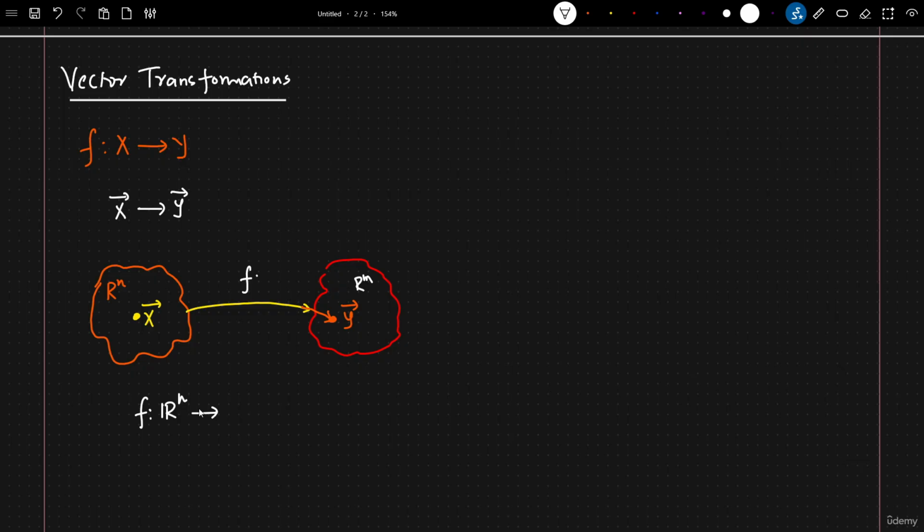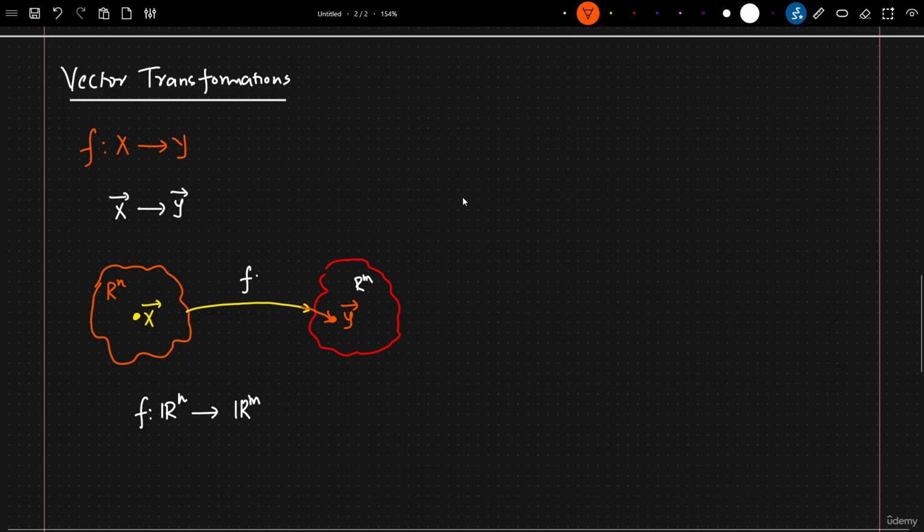It is given in most of the textbooks, but here, just to keep it simple, I'm just writing it like this, but you can also write it as r to the power of m. So here we are just trying to convert into another set which belongs to the m dimension of real values, and here it belongs to the n dimension, right?